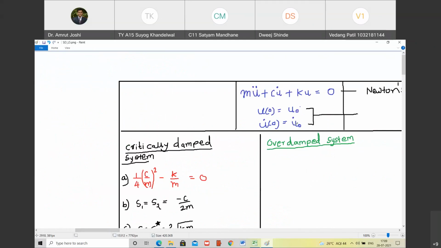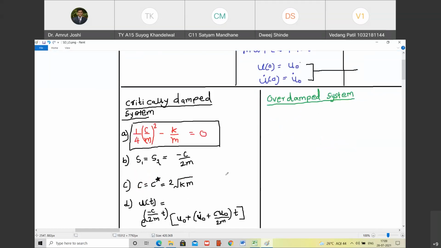हाँ, तो critically damped system का हमने analysis किया है. So what are the conditions that make the system critically damped? सिस्टम critically damped होने के लिए we know that this is the condition: 1/4 (c/m)^2 minus k/m equal to 0. This condition has a corollary. This gives you the value of c, which we call critical damping c star, becomes 2 root k by m. You simplify this, you will get this value.